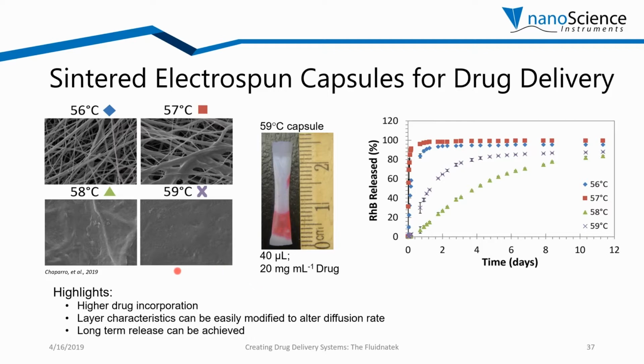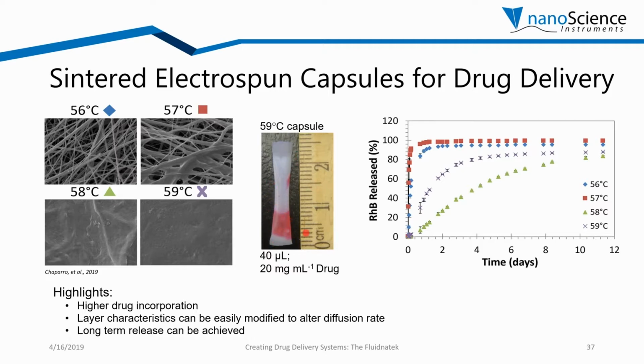But because the melting point of this polymer is really low, around 60, we can just sinter that sample at 56, 57, 58, and 59, and then you can see that the morphology of that surface is going to change, so the porosity is also going to change. Once we're really close to the melting point, 58 and 59, the whole sample completely densifies. And then at the end, for example, the 59 Celsius capsule, which we treated at 59 degrees for 3 hours, becomes completely solid, film-like.